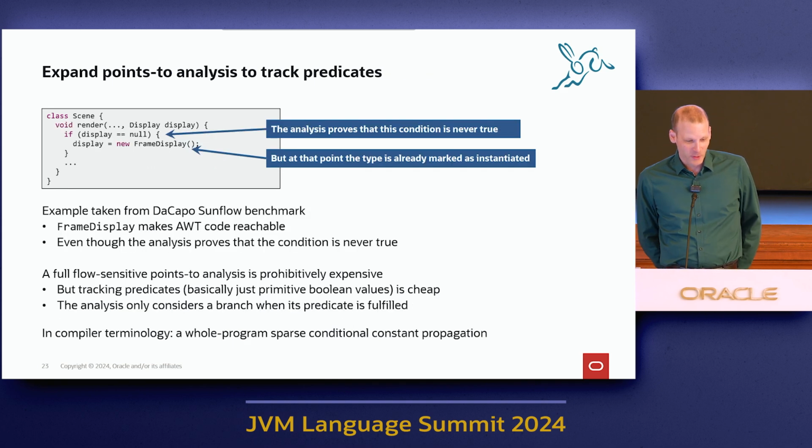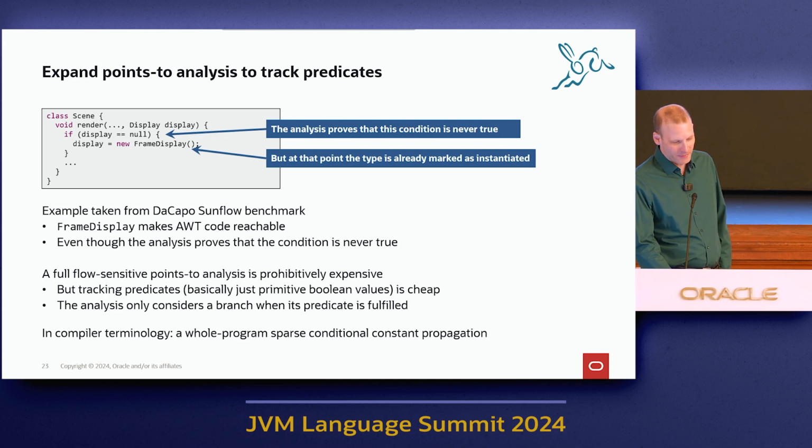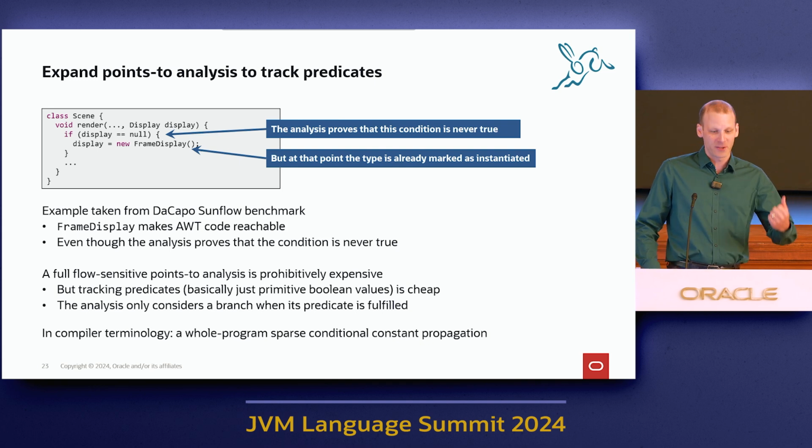And then once you have primitive values, it's actually pretty easy to extend it to also track predicates. By predicates, I mean that you only commit the body of an if block once you have proven that the condition of the if is actually fulfillable. So instead of saying that this variable display that I have here can have a value coming in as a method parameter, but it can also have this new frame display that I allocate in here.